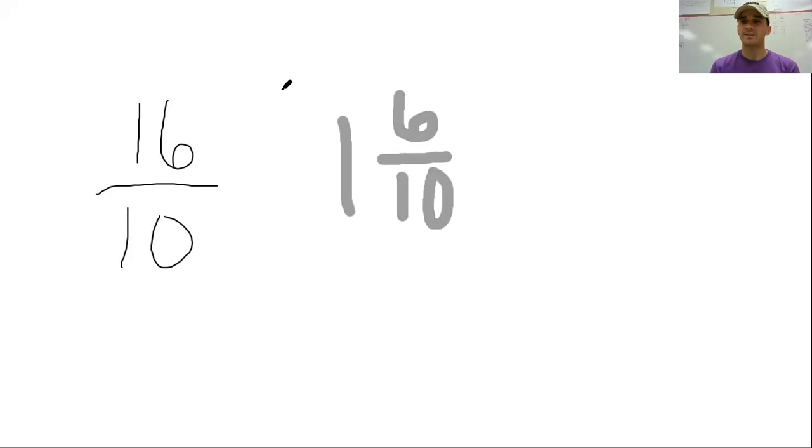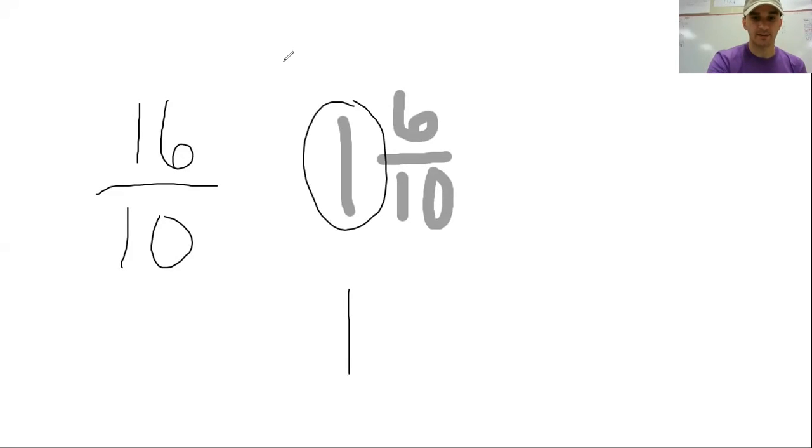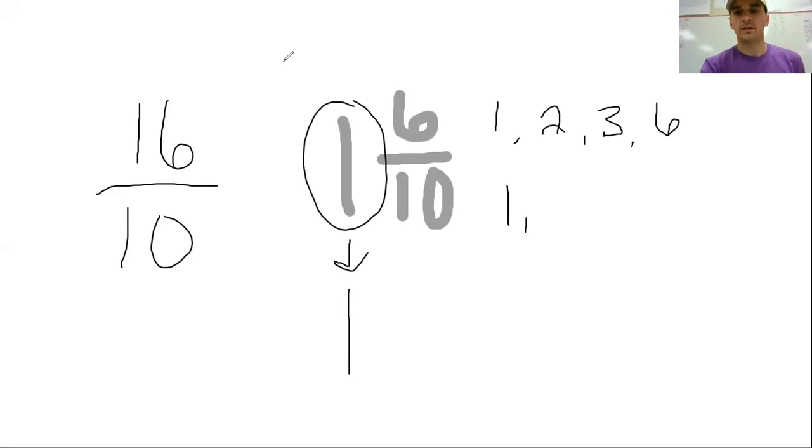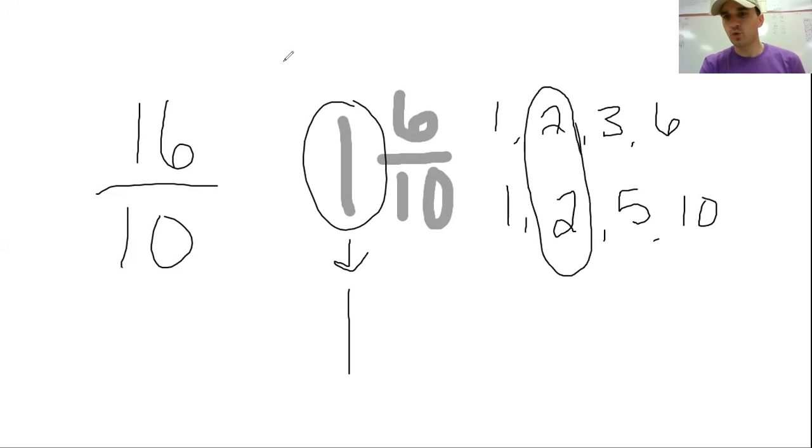You know for a fact you did all this math correctly. Mental checklist. Is it improper? No. Can it be simplified? Yes. So the 1 is fine. Go ahead and rewrite the 1. Circle it. Don't forget it. It's down here. And then just list your factors for 6 tenths, or 6 and 10. So 1, 2, 3, 6. 1, 2, 5, 10. My GCF is going to be 2.